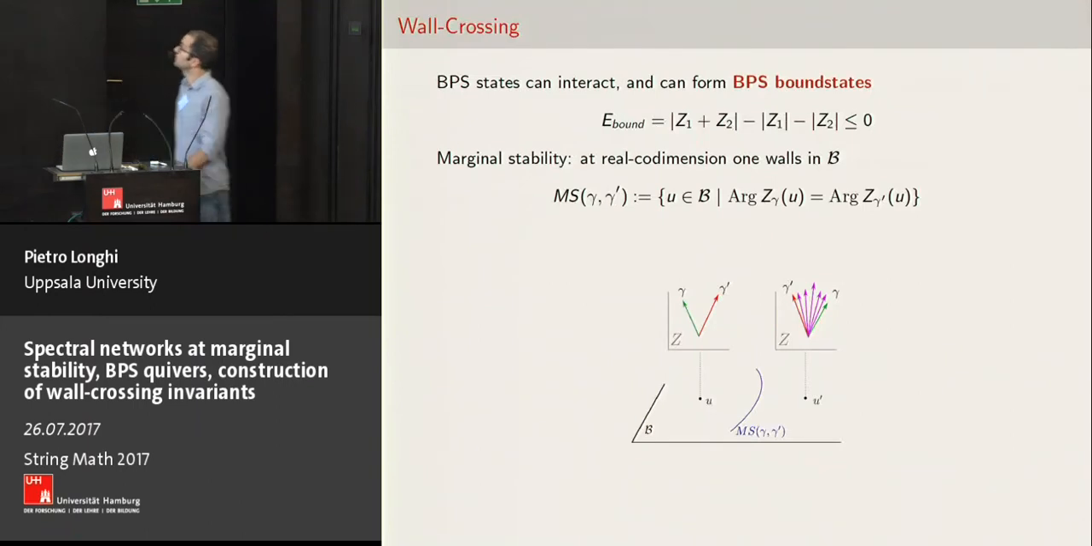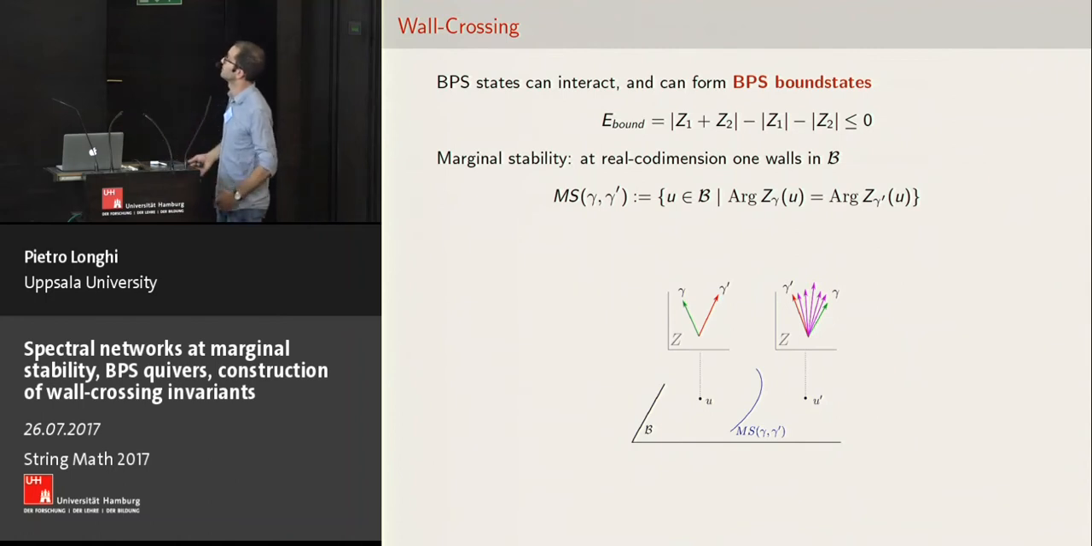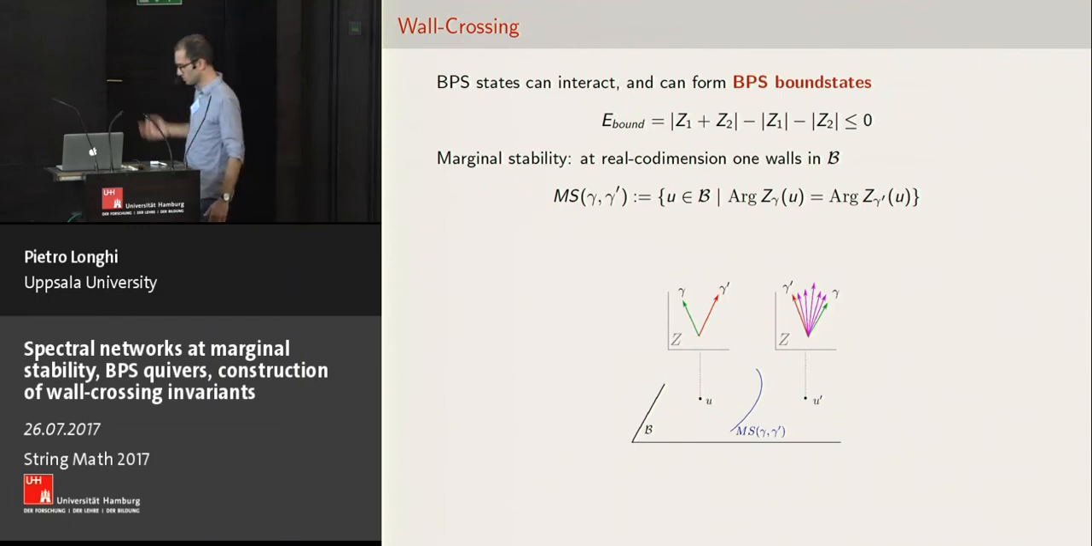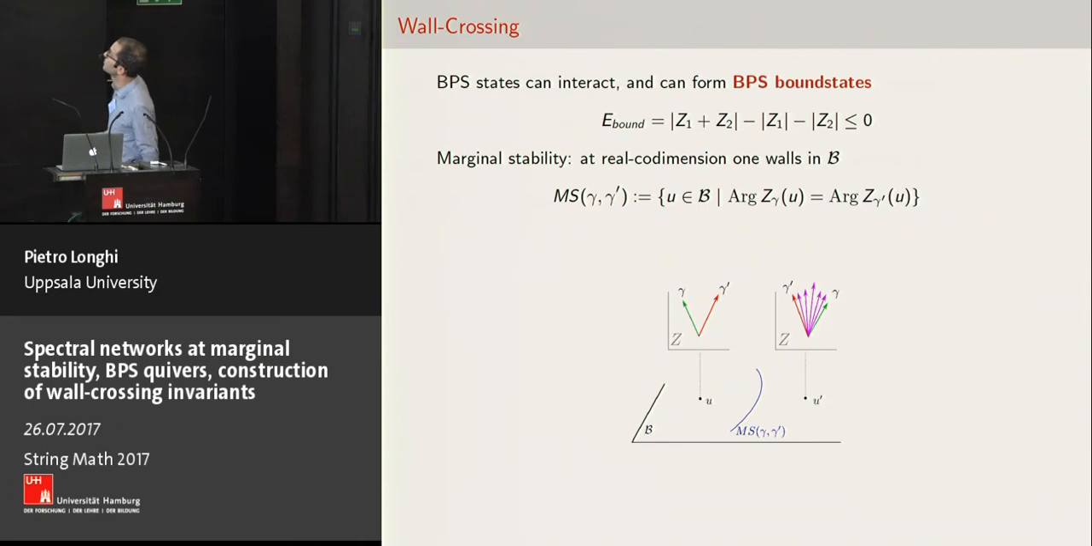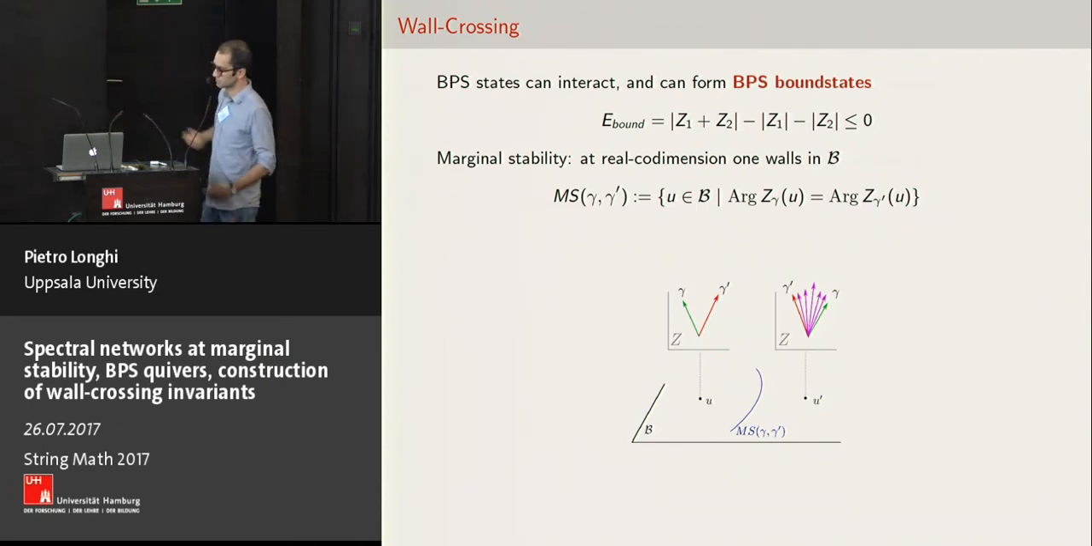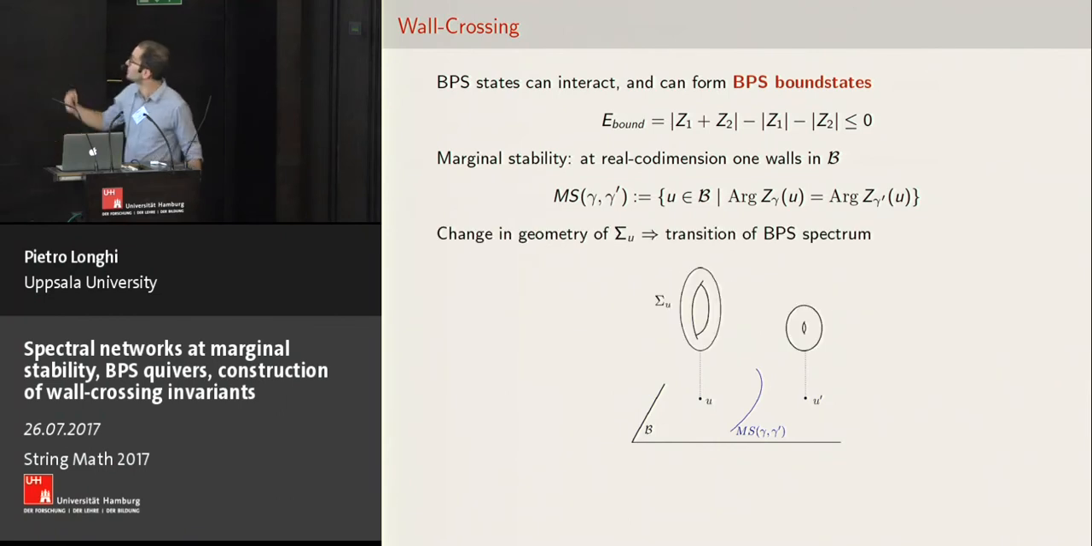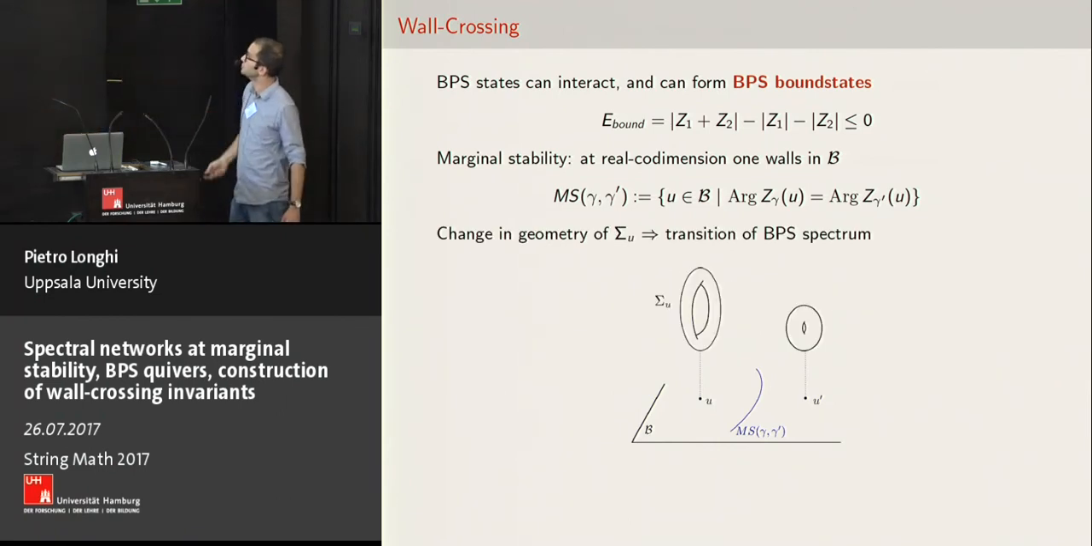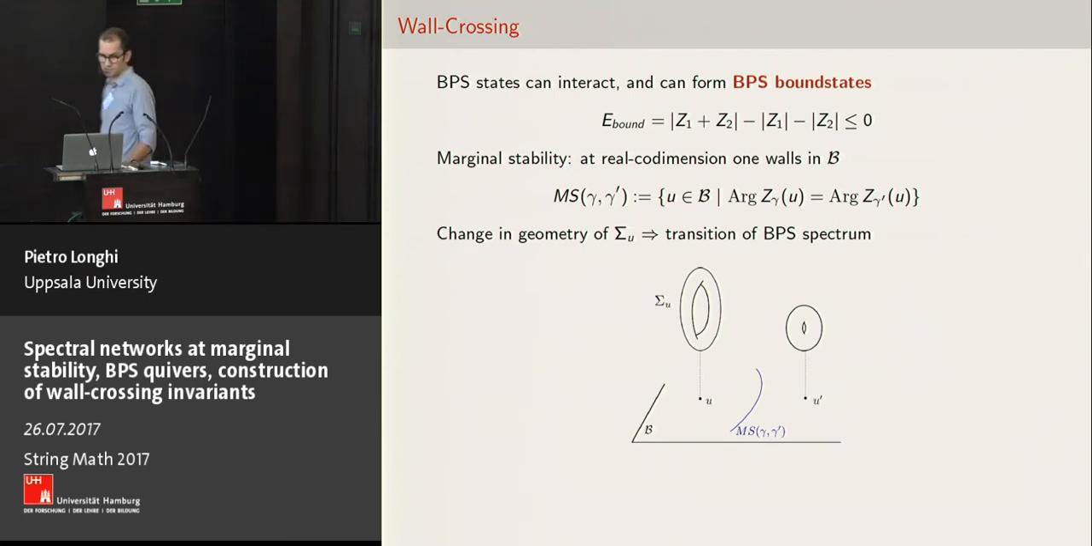Now, that's not quite the end of the story, because, as we said, BPS states can form bound states, and these can become stable or unstable whenever the phases of central charges are equal. So this happens at real codimension 1 walls of marginal stability within the Coulomb branch, and across a wall, a whole bunch of bound states, so gamma and gamma prime, can become stable or unstable, so the spectrum jumps. And we can think of this from the viewpoint of the geometry as due to the fact that the geometry of sigma changes a little bit, but just enough that there's a transition in the BPS spectrum. So some of those finite edges will just disappear.